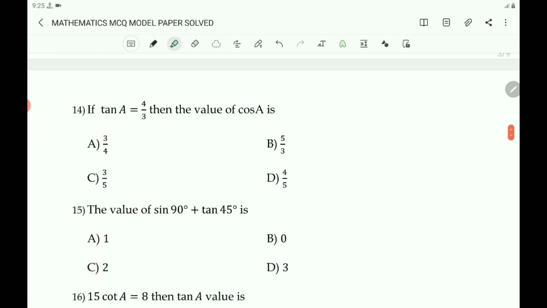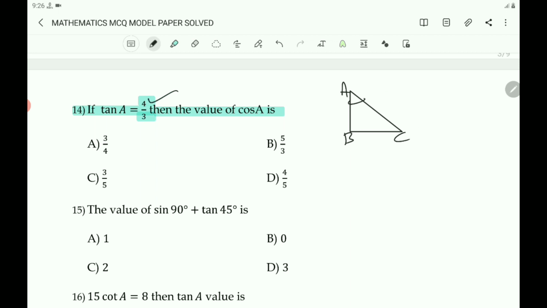Then you take the question number 14. If tan A equals 4 by 3, then the value of cos A. Here you must use the Pythagorean triplet, and also you know that to find the cos, what is required? Hypotenuse is required, but tan A is having only opposite side and adjacent side. If you have the triangle here, with A, opposite side BC by adjacent side AB. So what is needed here? Hypotenuse is needed. Yes, here you use the Pythagorean triplet.